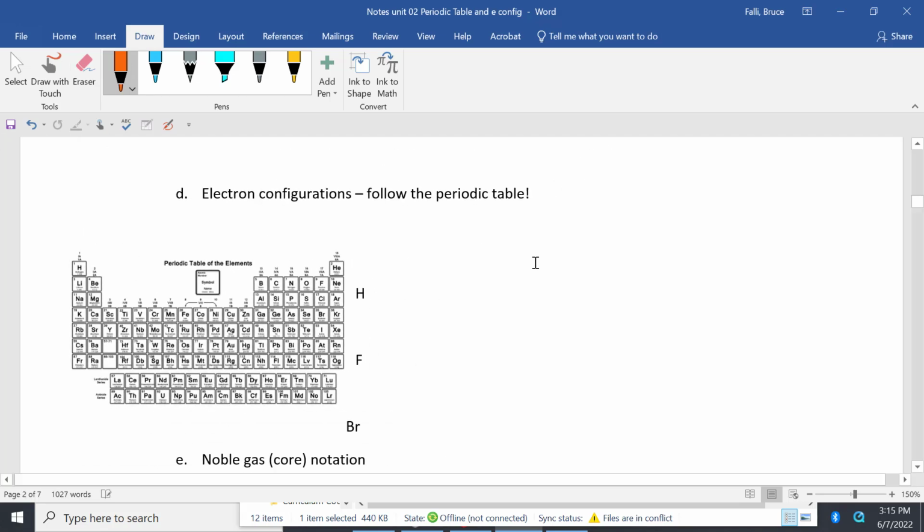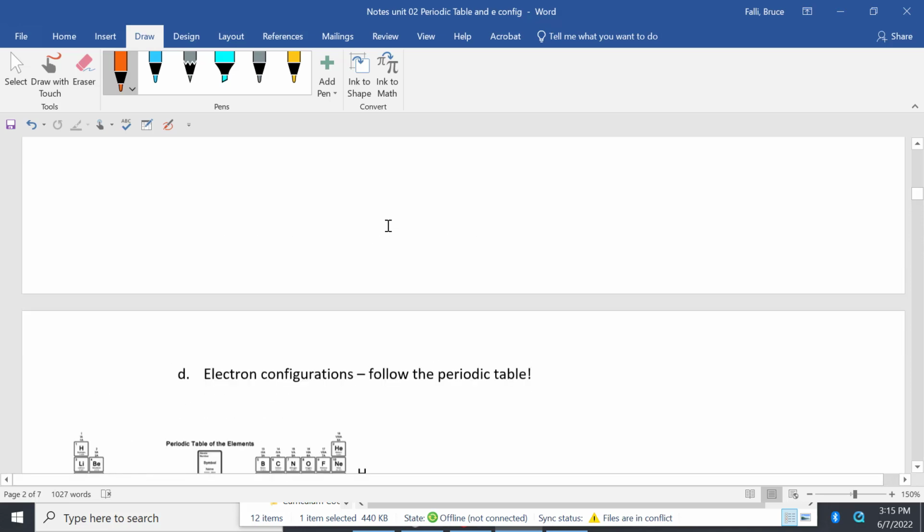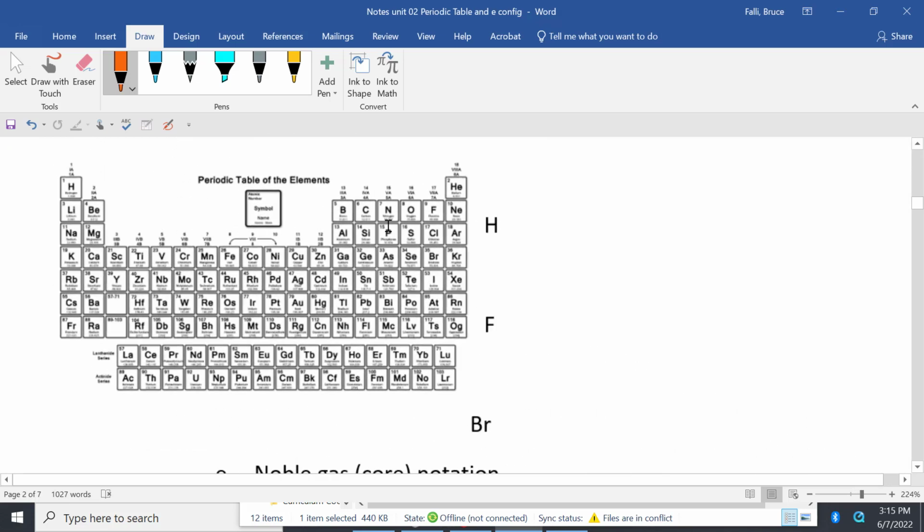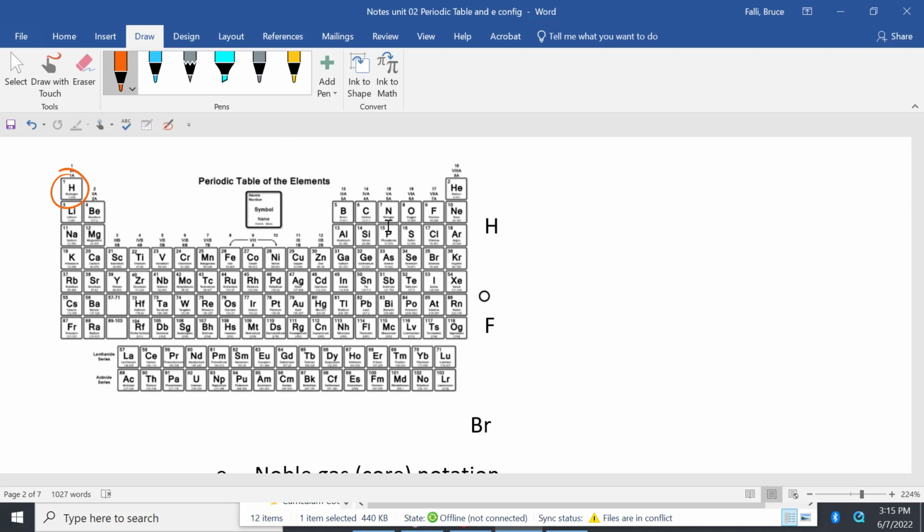Okay, so electron configurations follow the periodic table. This is really on page 2. So we're going to start with hydrogen. Hydrogen is right here. It's the first energy level. It's in the S block. There's 1 electron. That's it. First energy level, S block, the first one, finished. Now helium: I'm going to start here. In my first energy level, in the S block, I filled it with 2. 1, 2.